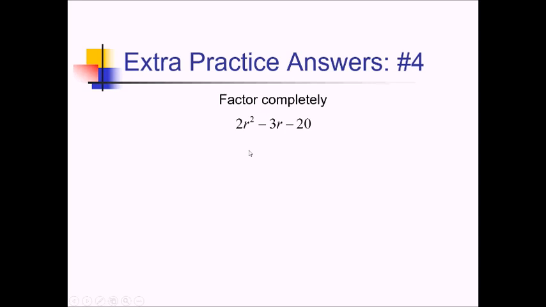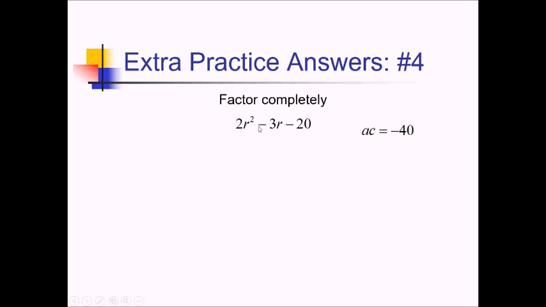I'm going to use the AC method. So to start that, I will multiply the a and the c value together. 2 times negative 20. That gives me negative 40. And now I'm looking for factors of negative 40 that add up to negative 3. So I've got 1 and 40, that's not going to do it. 2 and 20 doesn't work. 4 and 10, it's not going to work. How about 5 and 8? If I had positive 5 and negative 8, that would add up to negative 3.